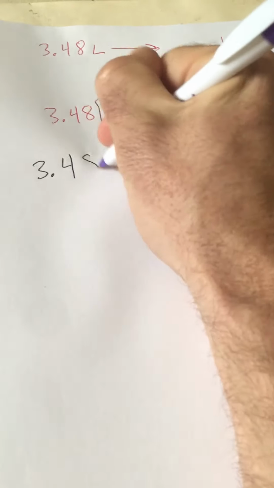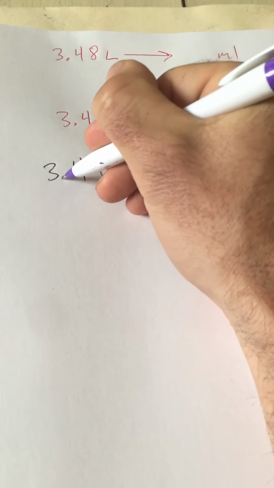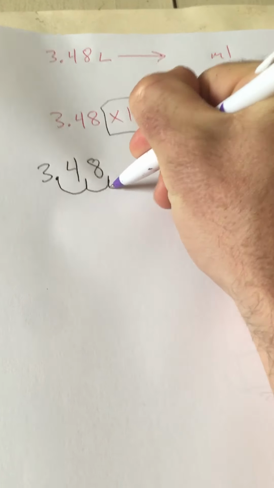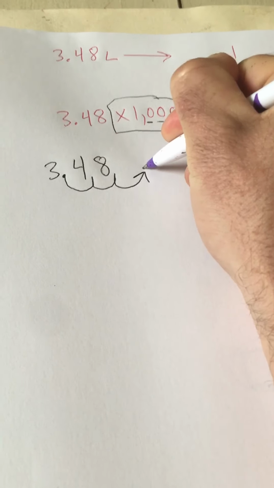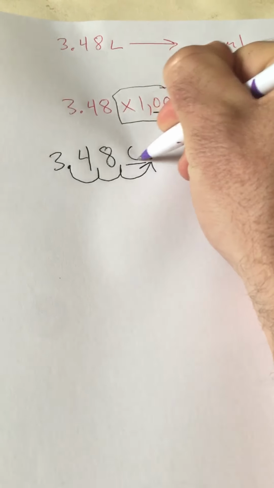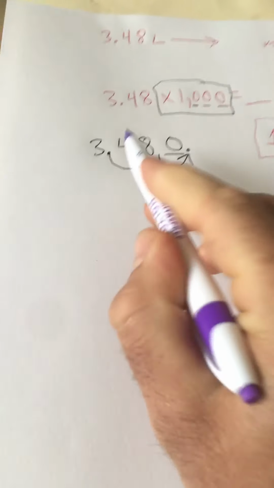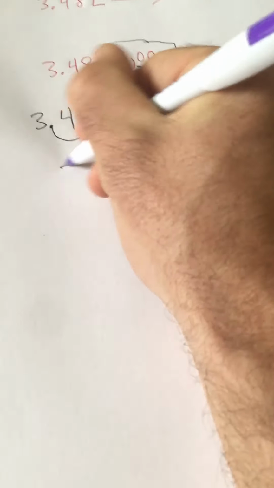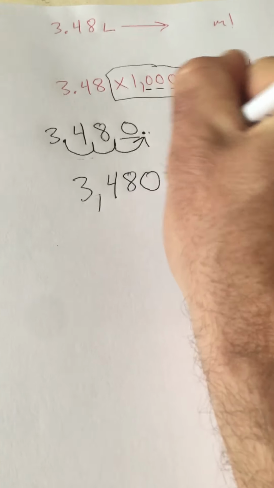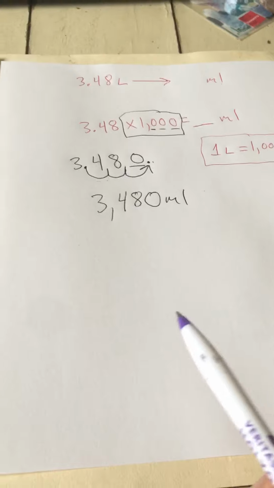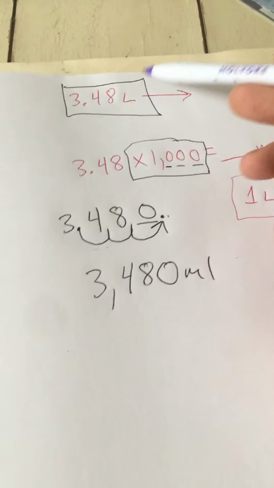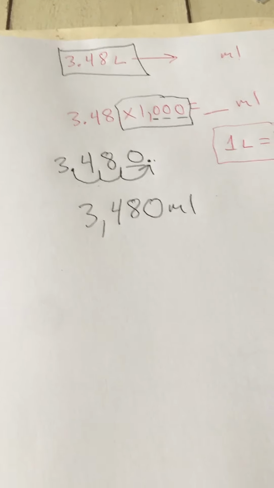So we're going to move that decimal point 3 places to the right, and then we're going to check that it did get bigger. 1, 2, we're going to move it 3 places over to here, and we're going to fill in this place with a 0. So we moved it 10 times, 100 times, 1,000. So we are left with 3,480 milliliters. Okay, so that's how much she started with. That's not the answer. That's how much she started with, was 3,480 milliliters.